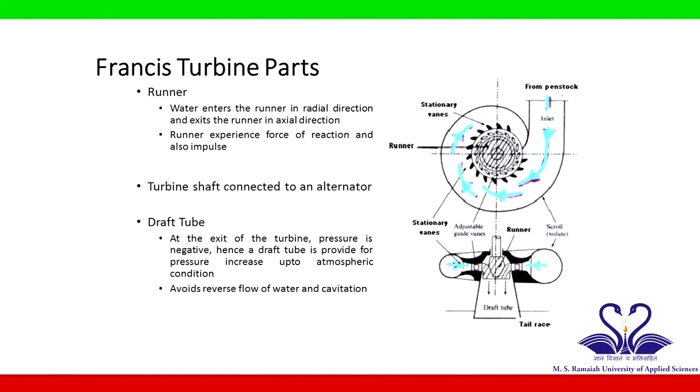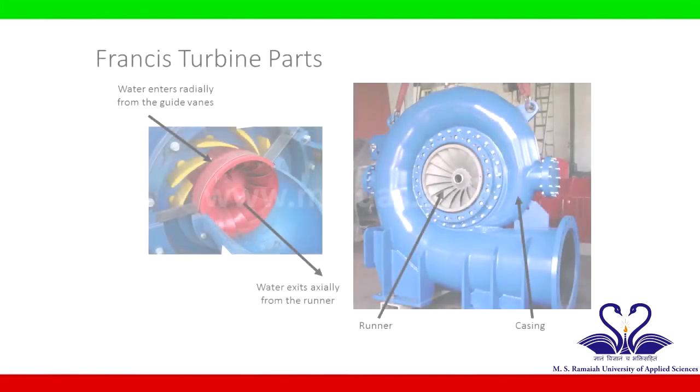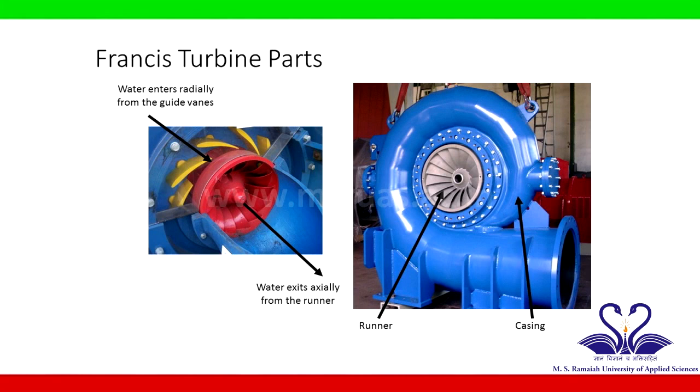Turbine shaft is connected to an alternator where the mechanical energy from the turbine shaft rotations is converted to electrical energy in a generator. At the exit of the turbine, pressure is negative. Hence, a draft tube is provided for pressure increase up to atmospheric condition. It avoids reverse flow of water and cavitation. The picture shows a Francis turbine with its casing, guide vanes and runner.